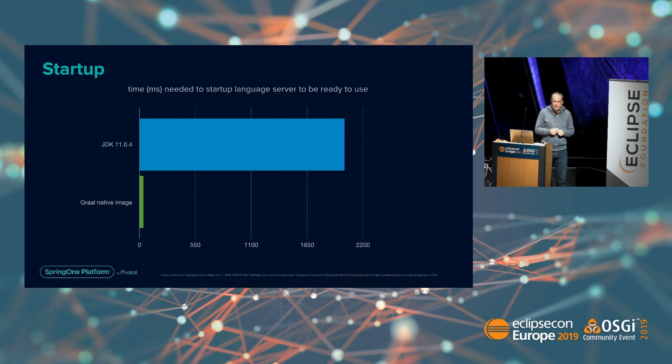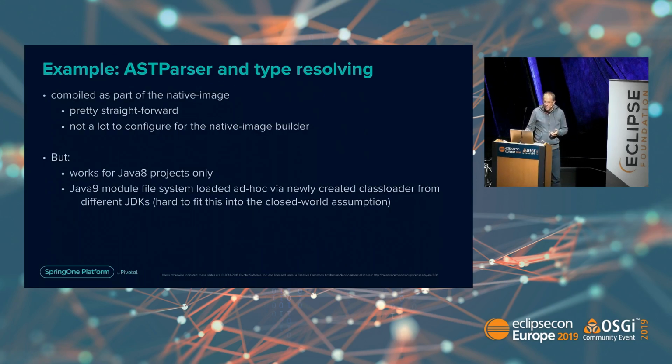If you compare that to the native image, it's more or less instant, right? You start it up, bang, it's there. So that's a huge benefit. And as a second example, I tried to compare the performance. We are doing a lot of AST parsing and parsing Java code inside of our Spring Boot language server, parsing everything, looking at everything and resolving types, reusing JDT, the JDT core library. So I compiled that into the native image.